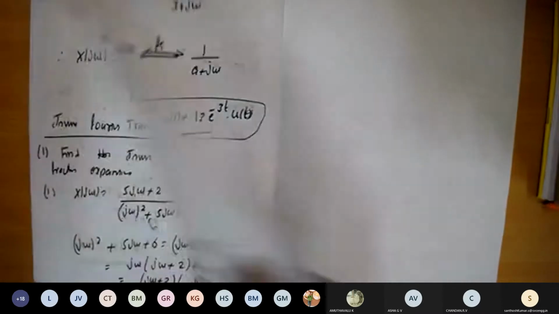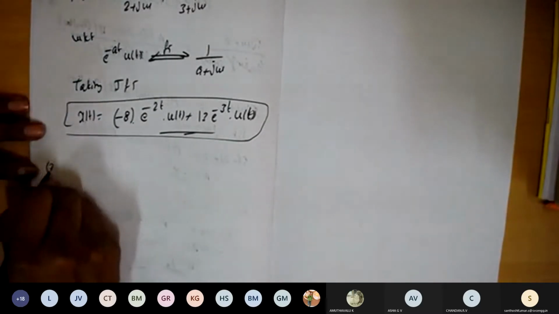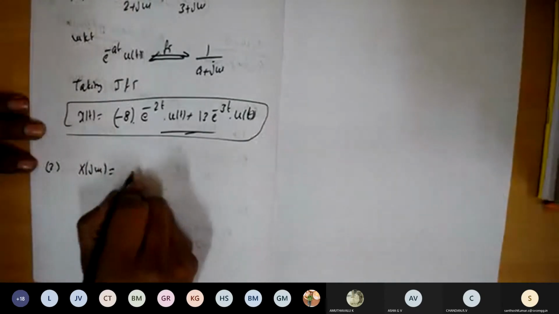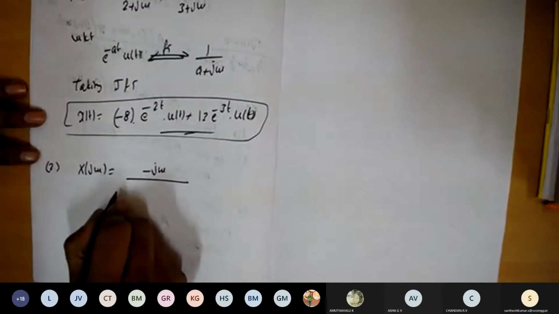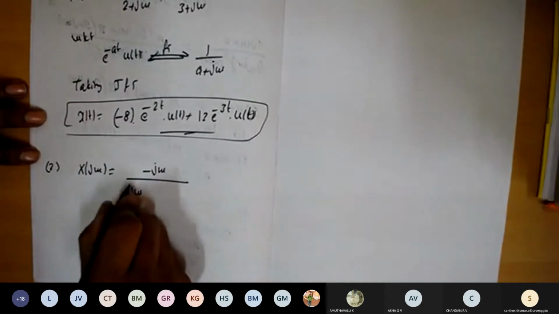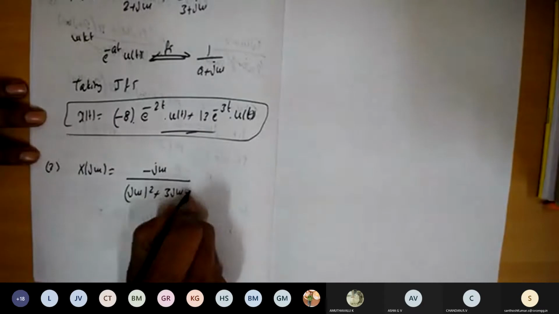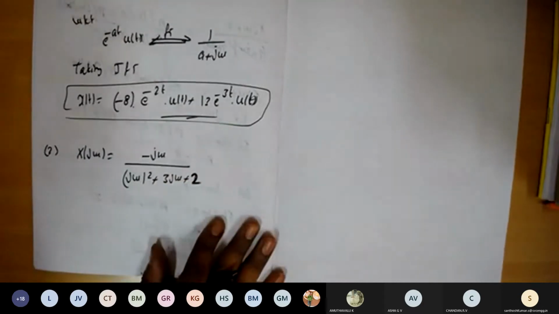Okay, so we'll take the next problem. Take X of j omega is equal to minus j omega divided by (j omega) square plus 3j omega plus 2.